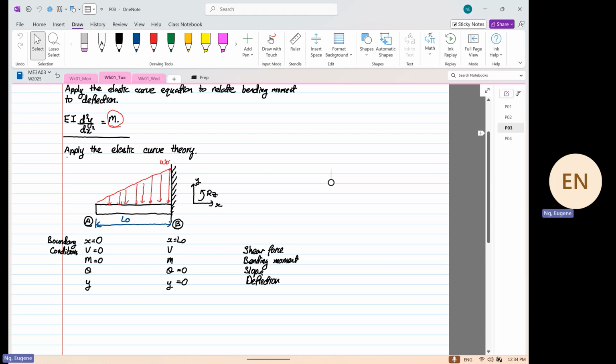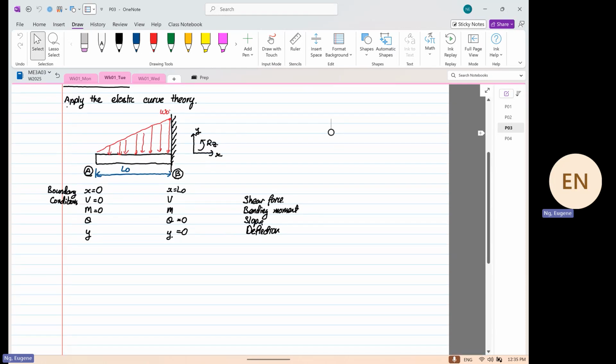So we're going to apply the elastic curve theory. We have a beam that has a gradient distributed load. We set up our boundary condition. On the left-hand side, point A is x equal to 0. Point B is x equal to L naught. We have V, M, theta, y. Now the sequence V, M, theta, y, I label for a reason. It's not just, hey, what is this for? It's for a reason. We have shear force, bending moment, slope, followed by deflection. And in 2P, I believe you have done shear force and bending moment. Are we clear? Then we're going to relate with slope and deflection.